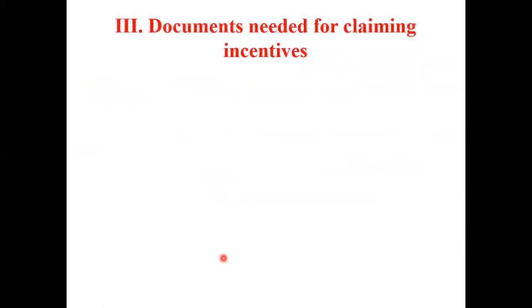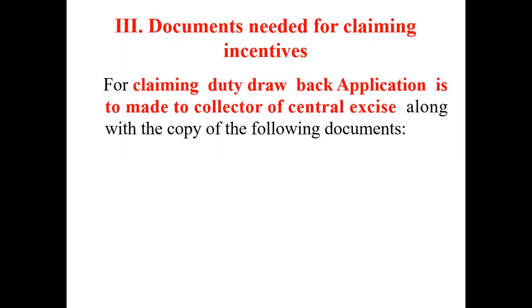Now next, the third category of the documents. These documents are needed for claiming the incentive. Now let us see claiming the duty drawback. The application is made to the collector of central excise.